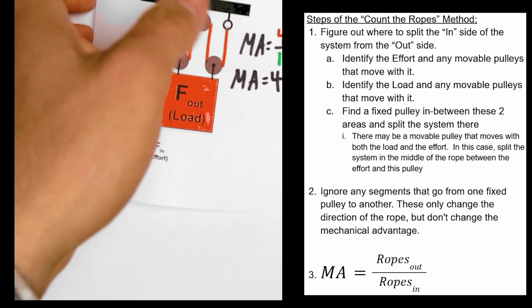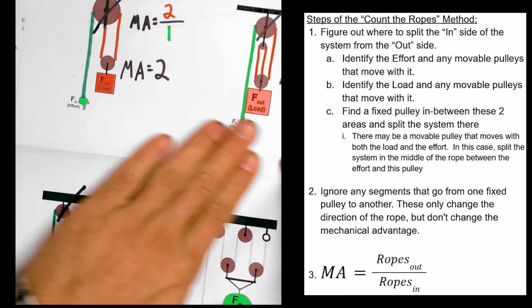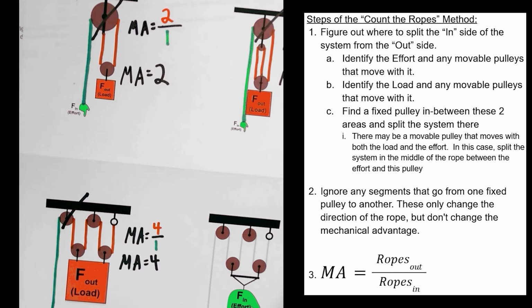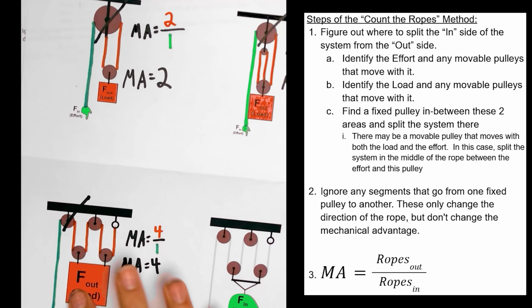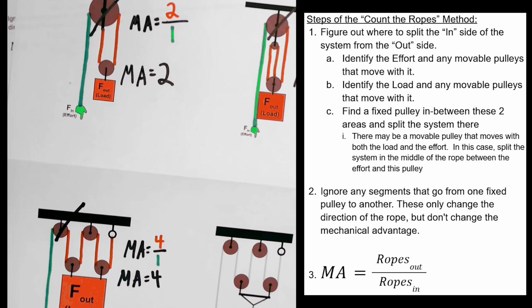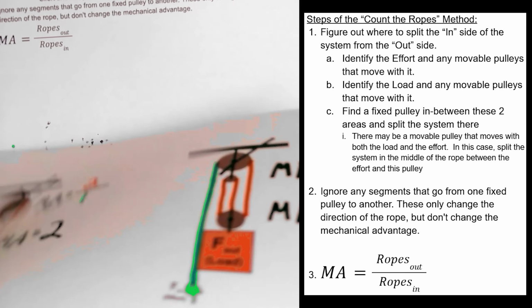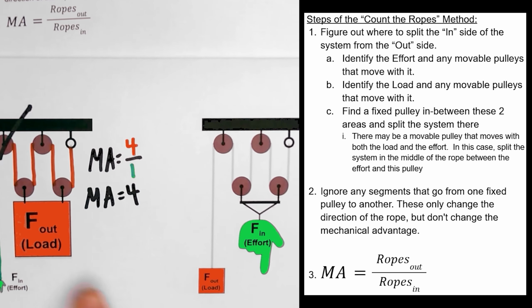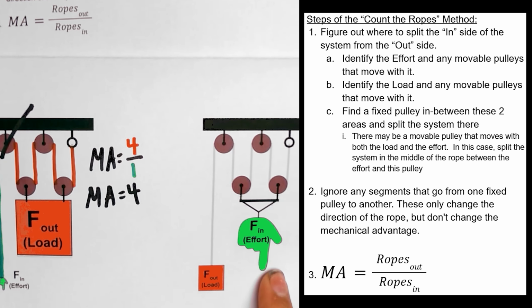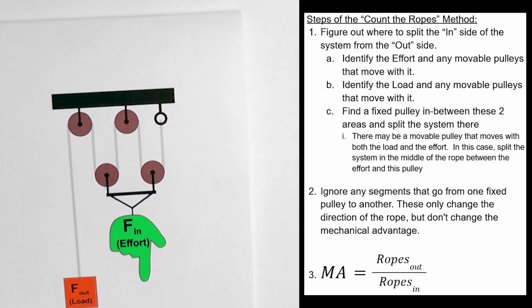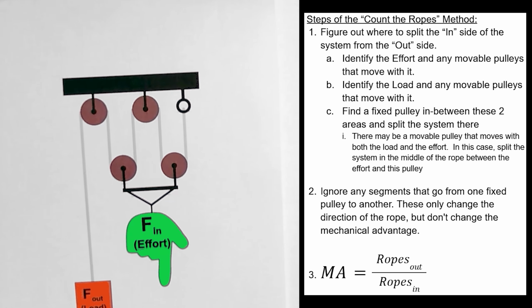So far, all of these have had a mechanical advantage greater than 1. And you have noticed also that all of them have had the movable pulley on the load side. That's not a coincidence. The movable pulley is kind of where the mechanical advantage more or less comes from. Now we're going to look at another example. So you notice this is the same arrangement as before, but now we've got the load on this end and the effort here. So let's go through the steps. Identify the effort and any movable pulleys.